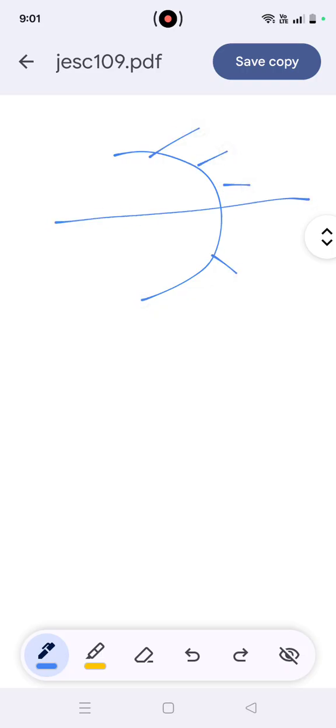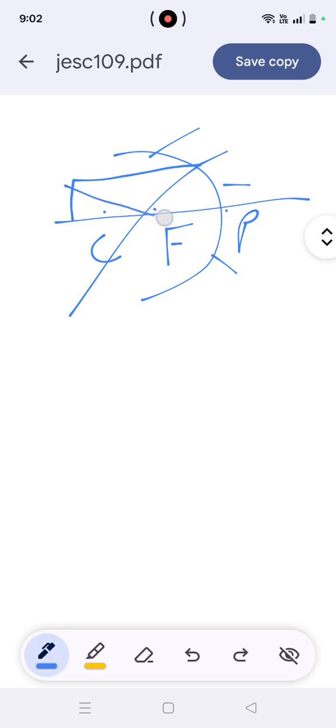Only 3 main points are important for you: F and this is C. When an object is placed beyond C, the image formed will be between C and F. So the nature will always be real and inverted till I say ruko. Here the nature will be real and inverted.